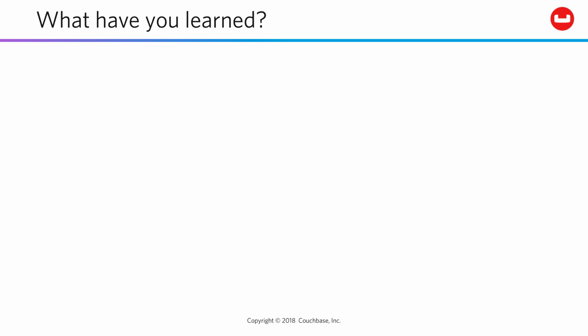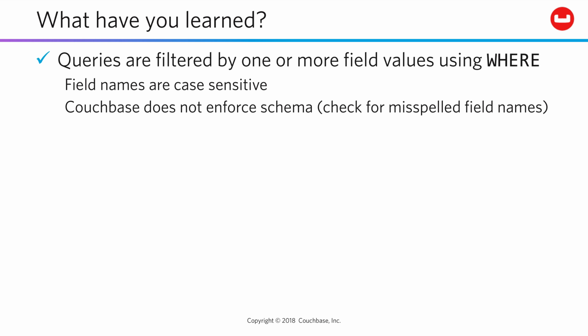So what have you learned? Queries are filtered using where clauses, just as with SQL. Field names are case sensitive, just as column names are for most relational databases. But because Couchbase by design does not slow down your queries with schema enforcement, we assume you know what you're doing and that you want this flexibility. You do need to get your spelling right.